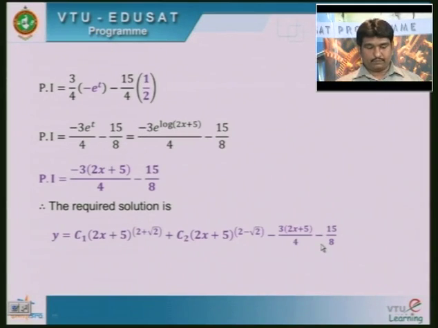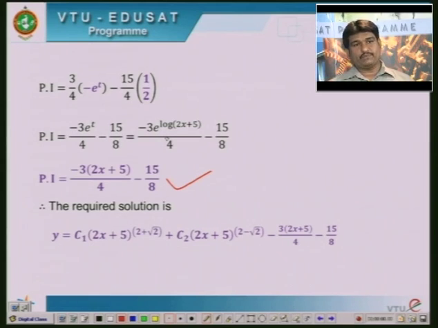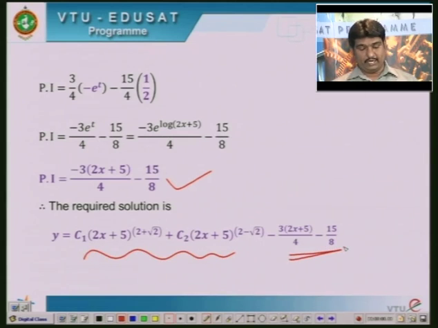So pi is 3 by 4 into e to the power of minus t minus 15 by 4, 1 by 2. Simplify this to get pi equals minus 3 e to the power of t by 4 minus 15 by 8, and then convert t in terms of x. Pi is minus 3 times (2x plus 5), because e to the power of t is 2x plus 5. So pi is minus 3 times (2x plus 5) divided by 4 minus 15 by 8. The complete solution is y equals cf plus pi. This is the solution of Legendre's differential equation.